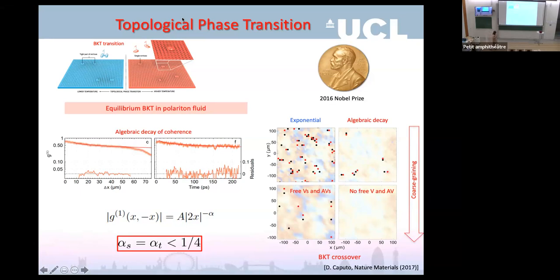So since then, okay, we ticked the box of achieving the equilibrium Kosterlitz-Thouless transition, but we wanted to see what else we can do with that system. And that led to the two topics which I will mention in the introduction.